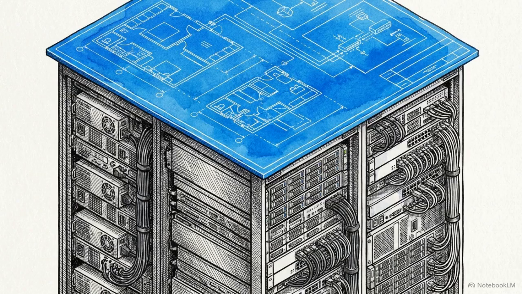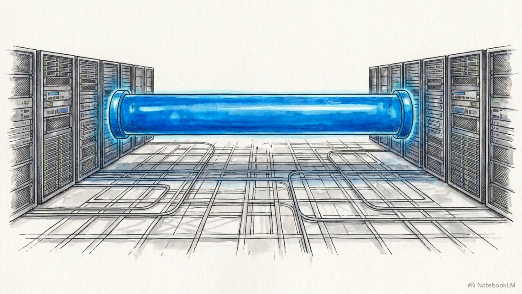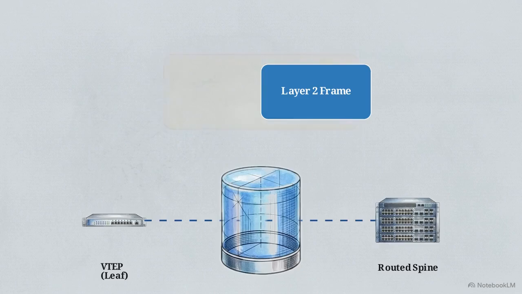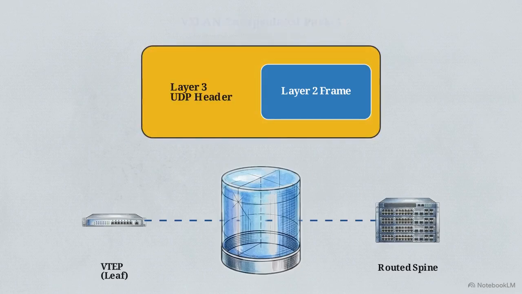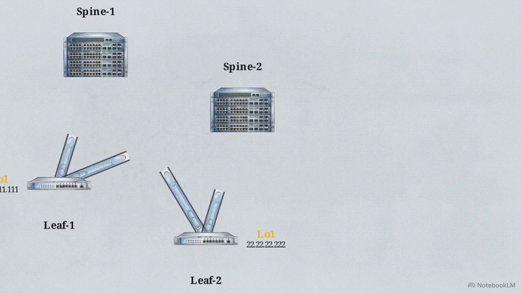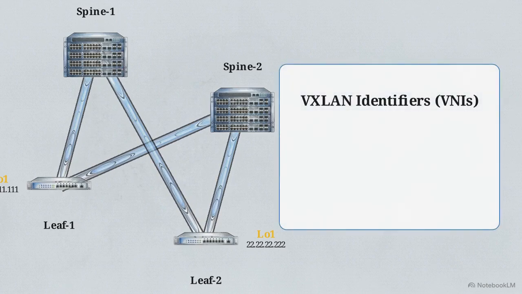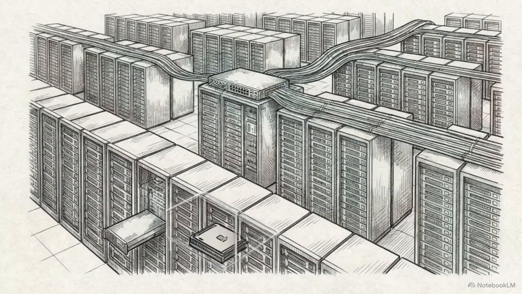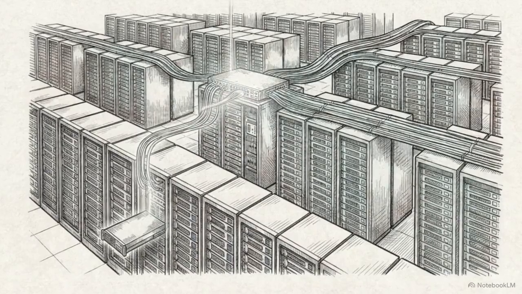With physical routing established, we build the overlay. This layer stretches logical Layer 2 networks over the Layer 3 underlay we just completed. To create these virtual pathways, we use VXLAN. This protocol encapsulates standard Layer 2 Ethernet frames inside Layer 3 UDP packets, allowing them to traverse the routed spine. Leaves act as virtual tunnel endpoints, using loopback 1 to source and terminate logical tunnels. Each tenant network gets a VXLAN network identifier. We assign 10,000 to 10,999 for Layer 2 traffic, and Layer 3 VRF VNIs from 90,000 to 90,999 for routing between them.